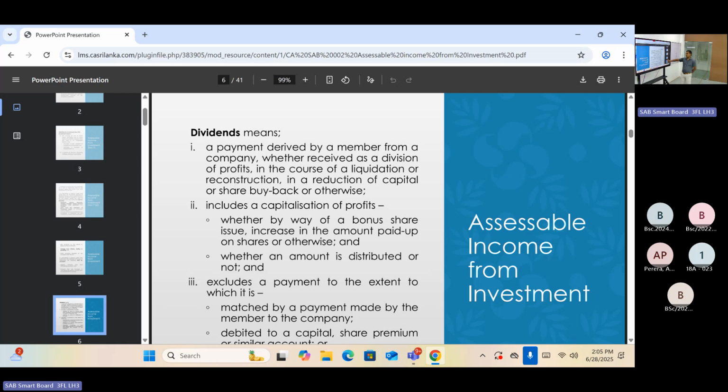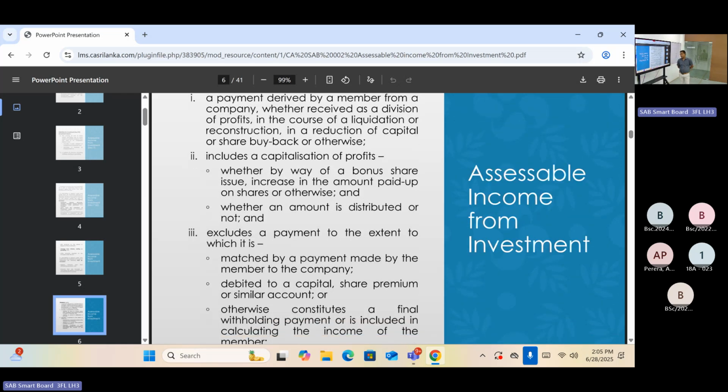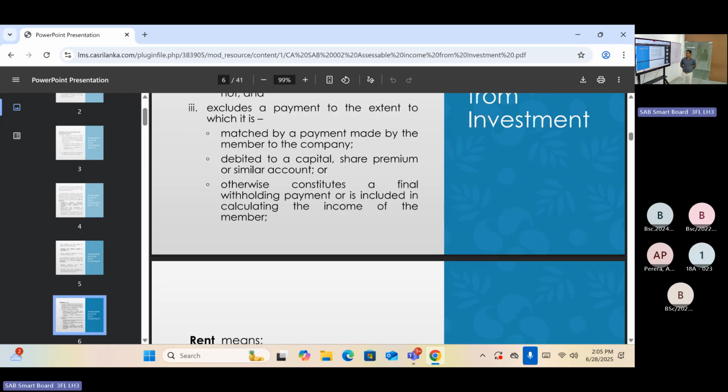But we exclude these things. It is not part of dividend if it is matched by a payment made by the member to the company. If you are making any payment to match the repayment of the capital to a member, it shall not be treated as dividend. If it is debited to a capital account, capital share premium or a similar account, that is not considered as dividend. Otherwise, it is considered as a final payment or is included in the calculated income of the member.